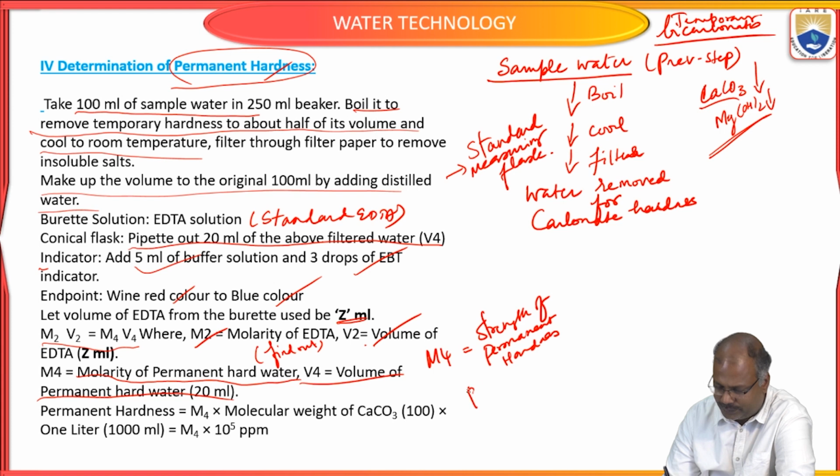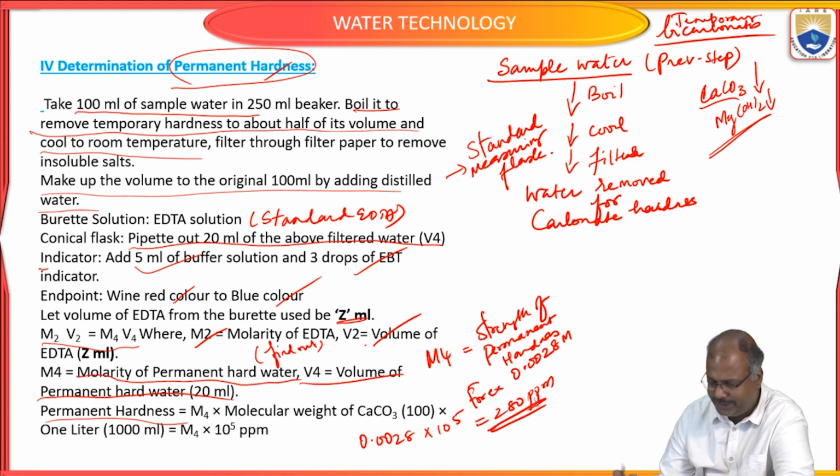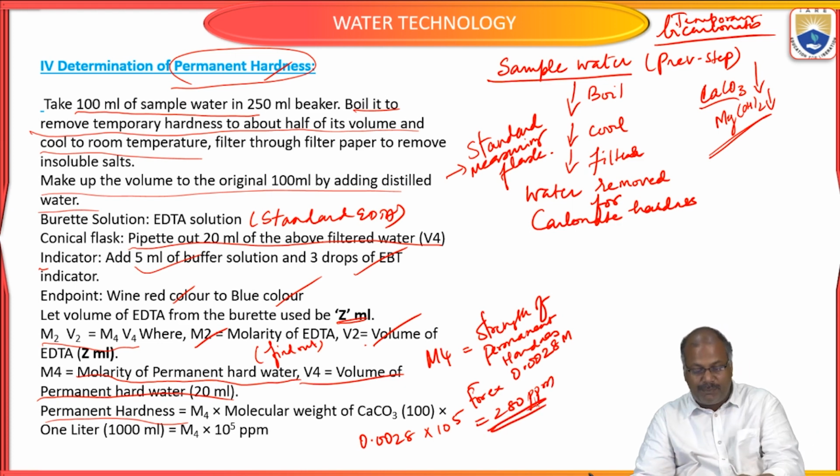Okay. For example, if it is 0.0028 molar, then permanent hardness in terms of ppm is 0.0028 into 10 power 5, equal to 280 ppm. That is the permanent hardness.